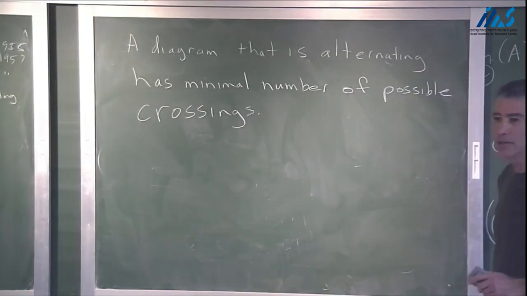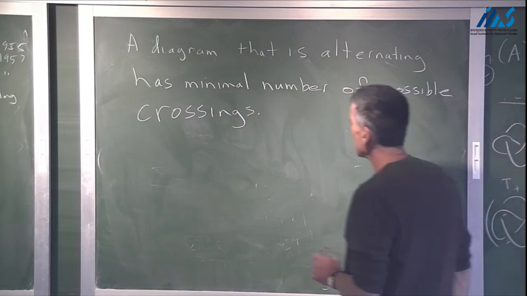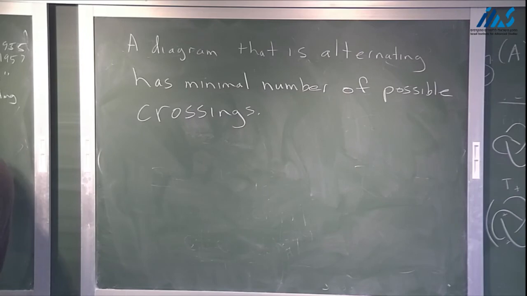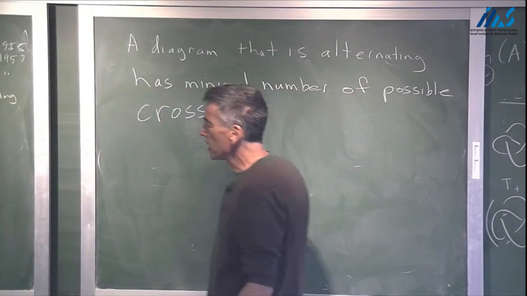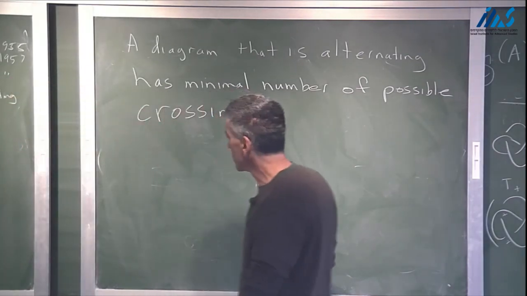Okay, so it's not quite right, so why not? Not to have? Right. So you won't see a problem with this one. This one really does have the minimal possible number of crossings. So you can't find some other picture of this same knot which has fewer crossings.